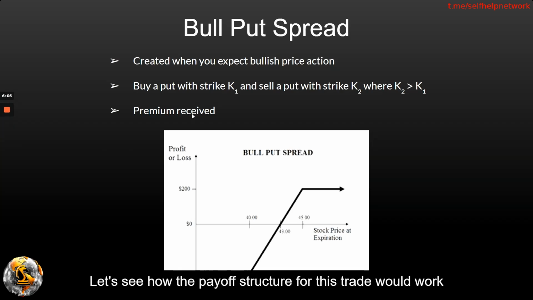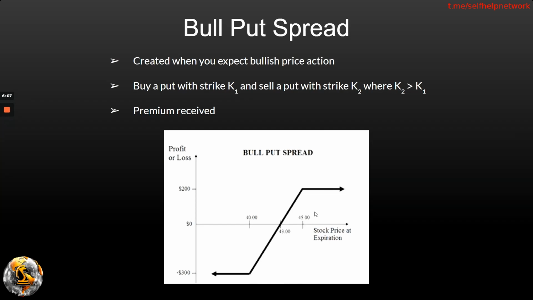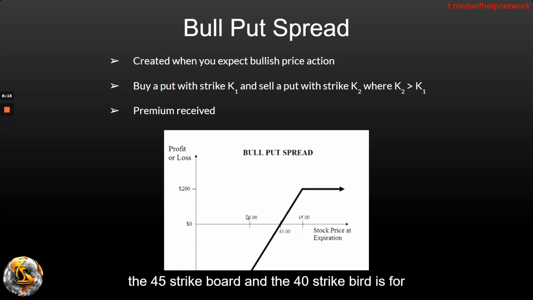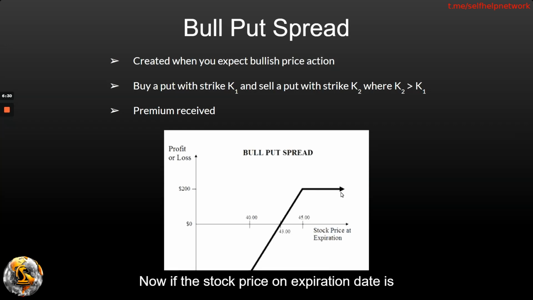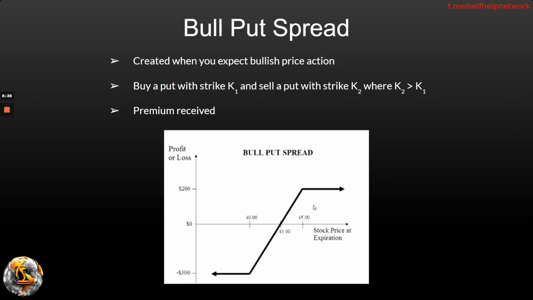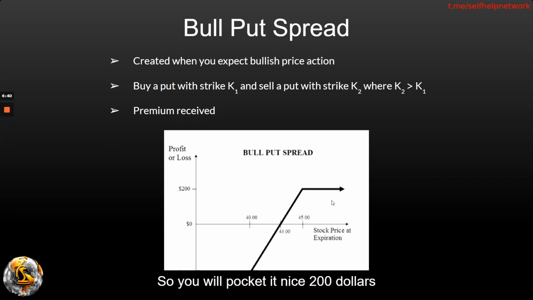Let's see how the payoff structure for this trade would work out. Again, let's say the 45 strike put is for $4, and the 40 strike put is for $2. So initially you sold the $4 put and you bought the $2 put. So you're making a net of $200 in premium. Now if the stock price on expiration date is above 45, in that case both these puts expire worthless. So you will pocket a nice $200 and be done with it.